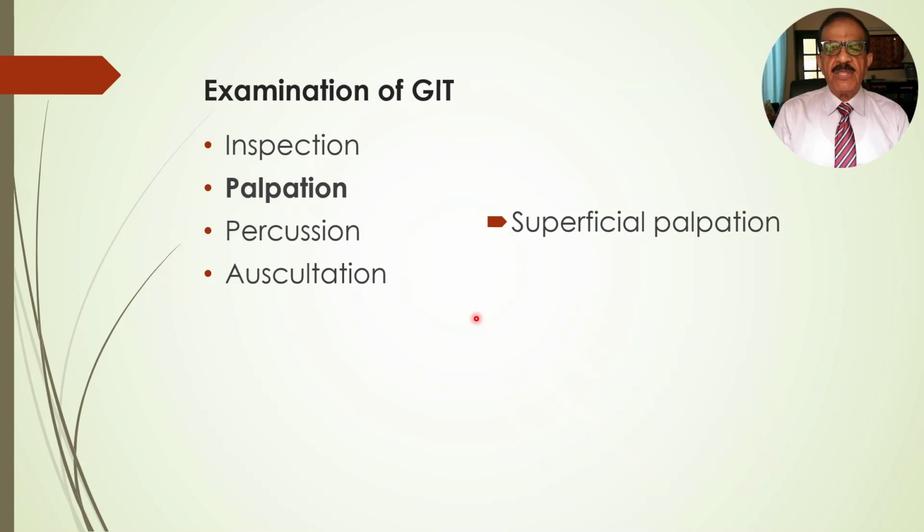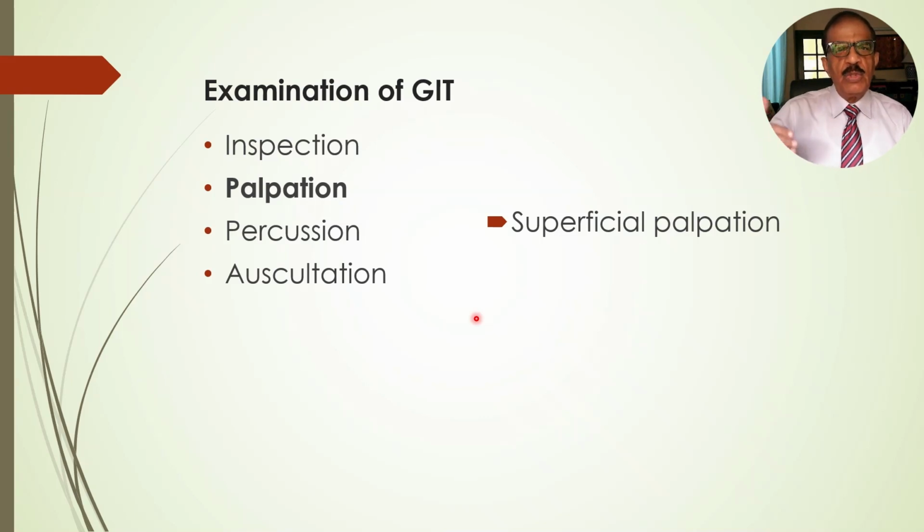So you need to press the whole abdomen very gradually, starting from say any part, right iliac fossa, then work your way up, then starting from the left iliac fossa, go upward, and then make a round, go to the right side, come down, and then go to the center. The purpose of this superficial palpation is to find out if there are any areas of tenderness.